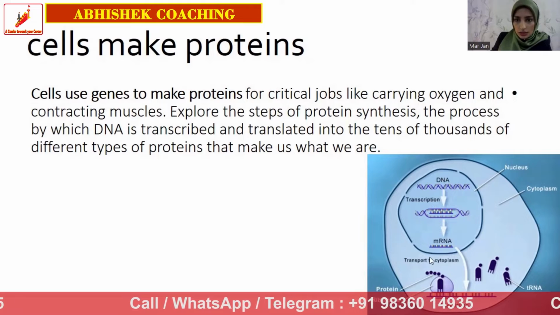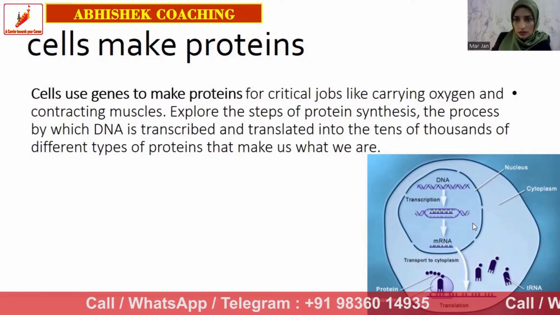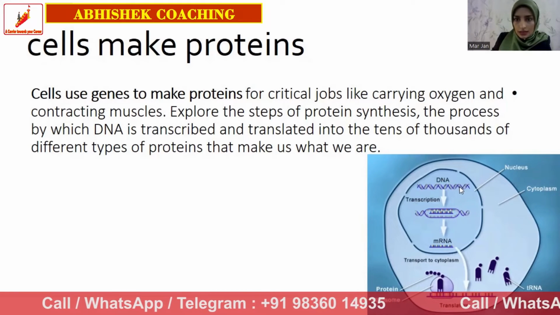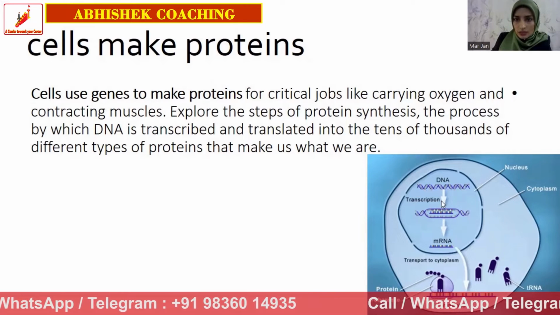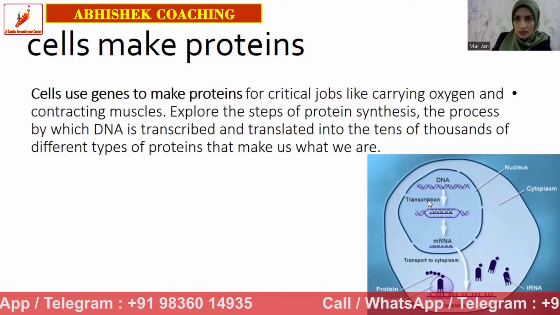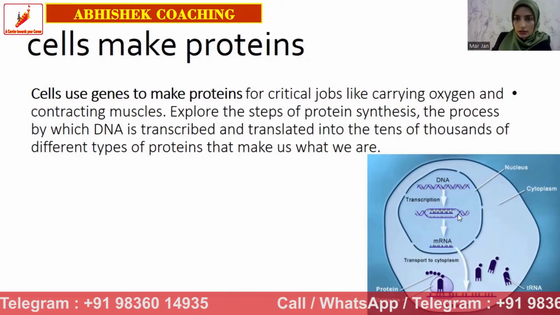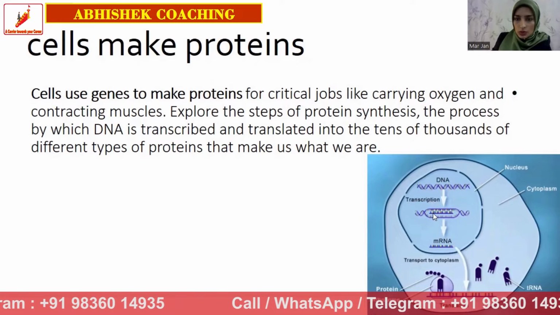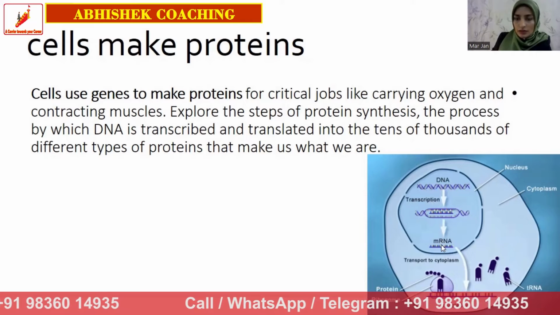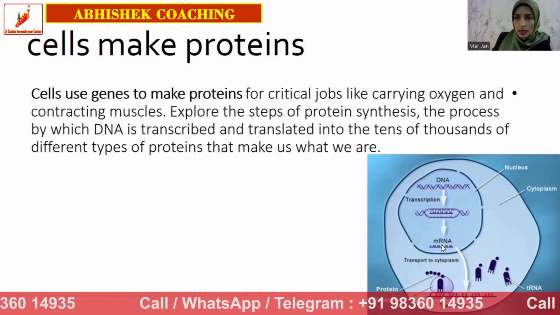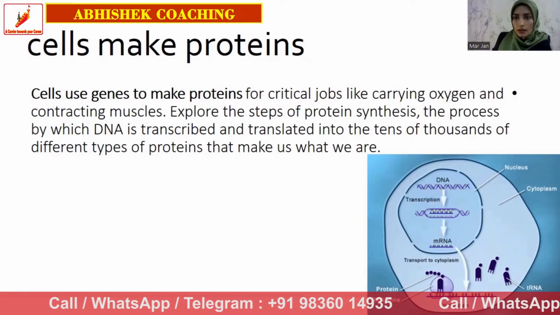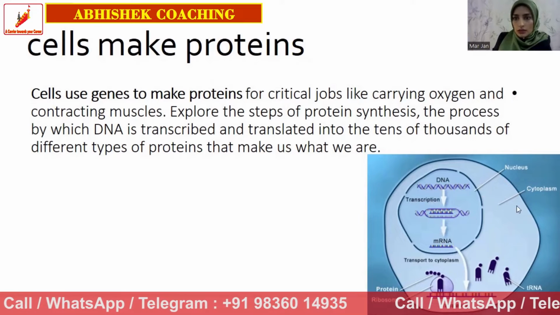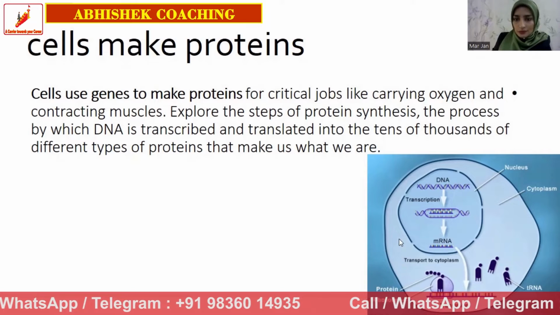In this picture, you can see the nucleus in the cell, and here is the double-stranded DNA, from which the process of transcription occurs. Here you can see the process of transcription, and after that we have mRNA to make proteins. mRNA is needed to make proteins. Here, as you see, is the nucleus, and here is the cytoplasm.